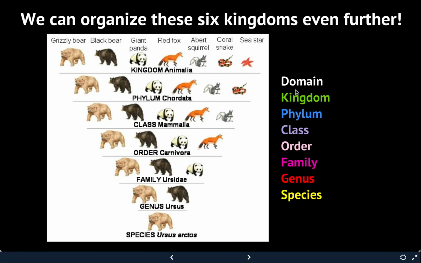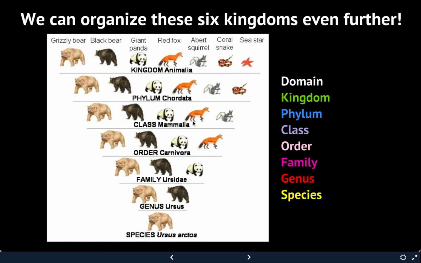Then this picture is focusing on the kingdom Animalia. The phylum that you see here is Chordata. So all animals belong to the kingdom Animalia. The sea star gets taken off when you focus on the phylum Chordata, which means spinal cord. So only the snake, squirrel, fox, and bears have a spinal cord. Then they get more specific.